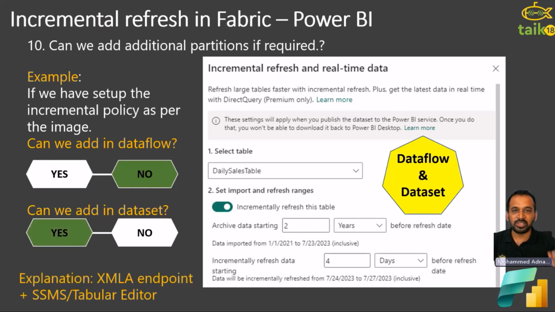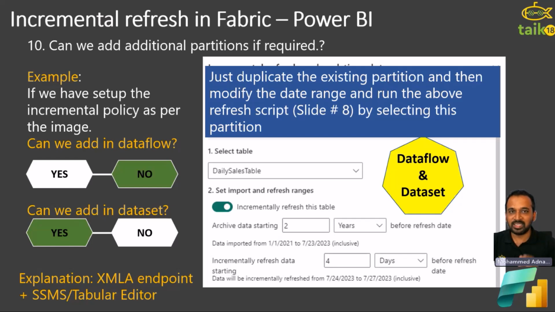For this, we need to use again the XML endpoint or SSMS and Tabular Editor. The easiest way we can do is to just duplicate the existing partition and then modify the date range within that and run the above script which you have seen in the previous slides. By selecting the partition, it's going to load data from your source to Power BI service only for this period, for example, 2020 of the data.